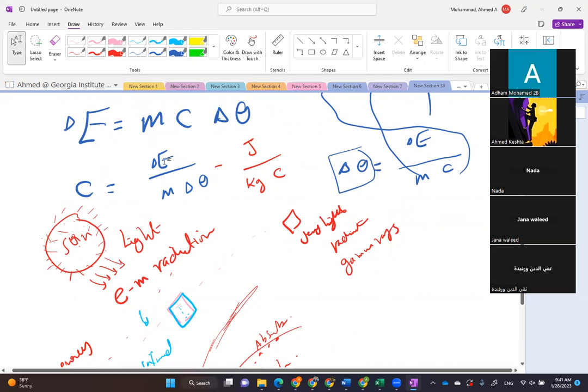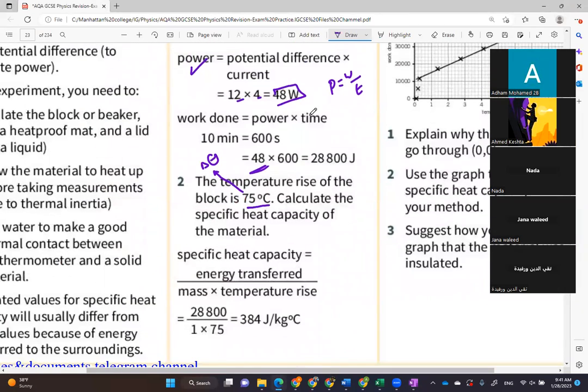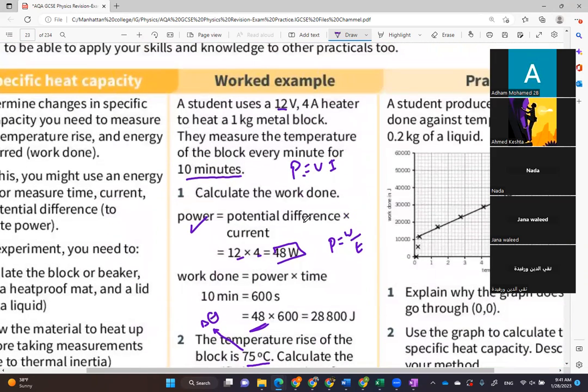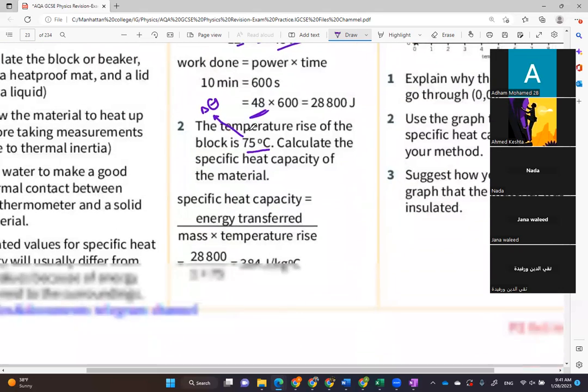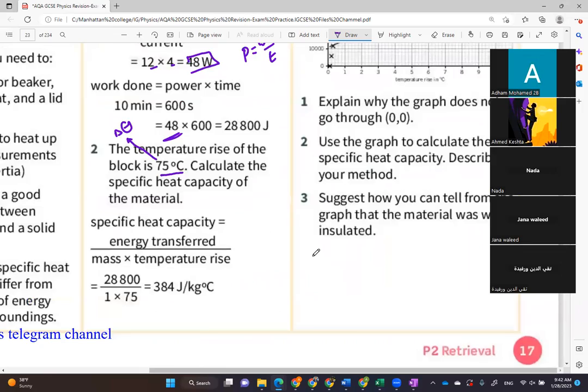So we need the mass and we need the energy. Energy is the work done, the same. So we need the energy or the work done. It's over here. The mass, we don't have the mass here in the second part. Maybe we have the mass in the first part. Yes, 1 kilogram. Perfect. So the mass is 1 and the change of temperature is 75. You're going to find the specific heat capacity in joules per kilogram per degree Celsius. Okay, guys?